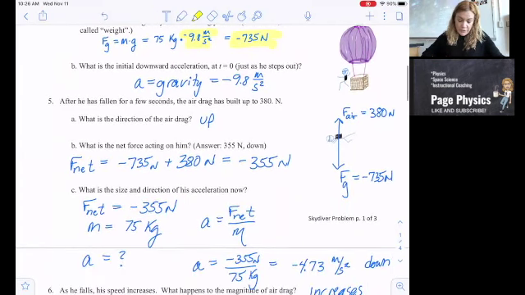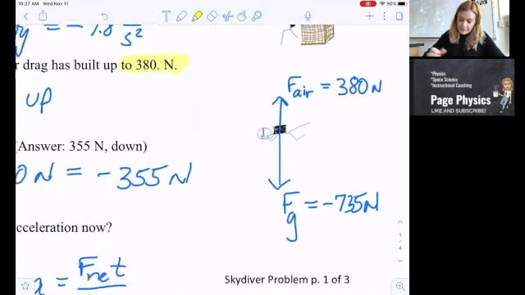Then for 5, after he has fallen for a few seconds, the air drag has built up to 380 newtons. What is the direction of the air drag? If you are falling down and your velocity is in the downward direction, then air drag is going to be up. So I've answered that one: up. Then it asks, what's the net force acting on him? We went ahead and gave you the answer so you could check to see if you did it right. I've drawn a little free body diagram over here.